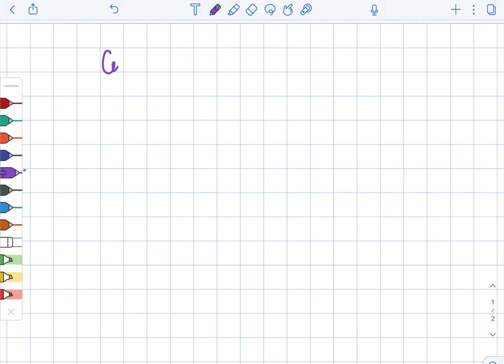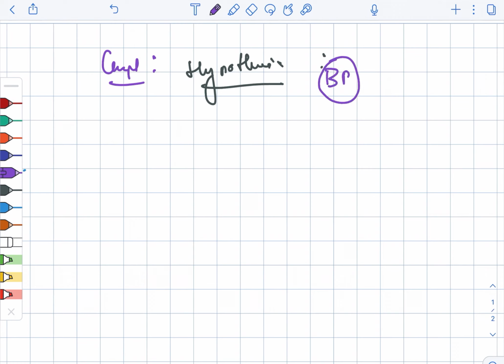In terms of the complications, the first one is hypothermia. In terms of hypothermia, the mechanism is the blood products. If you see, the blood products are normally stored between 1 degree Celsius and 6 degrees Celsius. That is the reason.